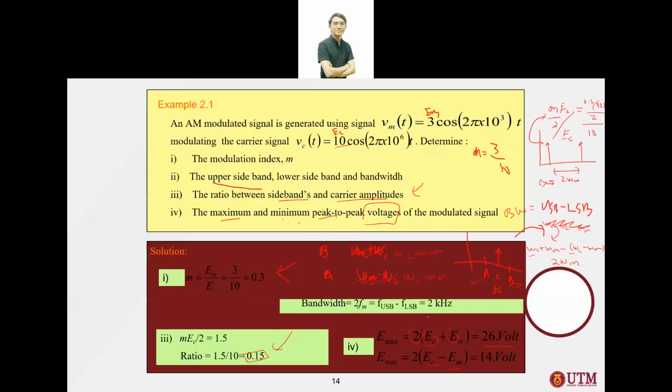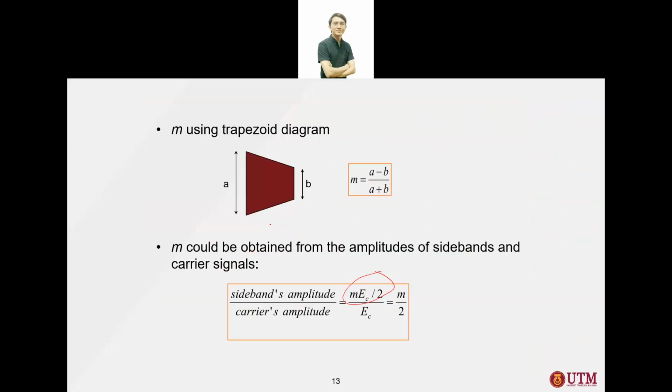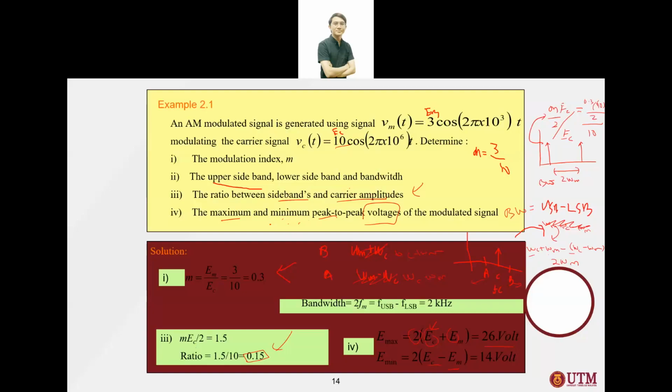This one is EC. Can you see here? This one is EC, and the bottom is negative EC. That's why it is multiplied by two, because it has two sides. You have the positive part and you have the negative part. That's why you have the two here. EC plus EM equals 26 volt and EC minus EM equals 14 volt.